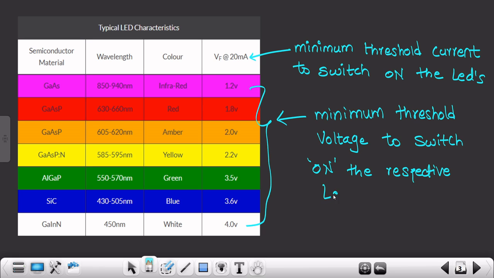And one more thing I would like to add over here is that this is the minimum threshold voltage required to switch on the red LED, right? And this is the minimum threshold current required to switch on the red LED. But all the LEDs can bear up to 5 volts. That means if I'm giving 5 volts to this red LED, it will glow. But if I'm giving more than 5 volts, there is a high chance that this LED will burn out. So the maximum threshold voltage for the LED is 5 volts.